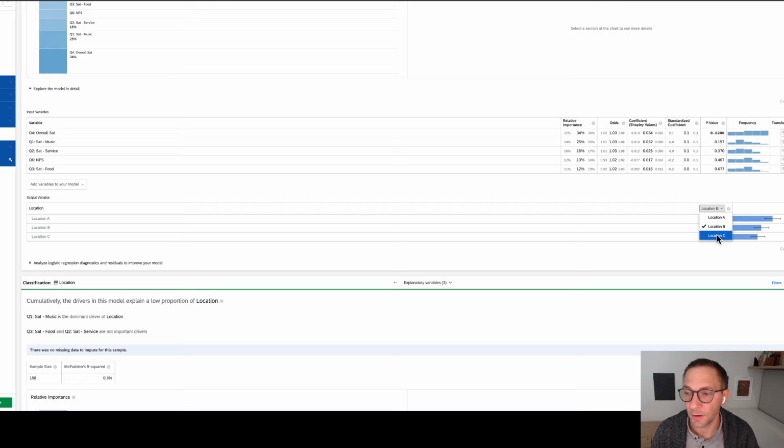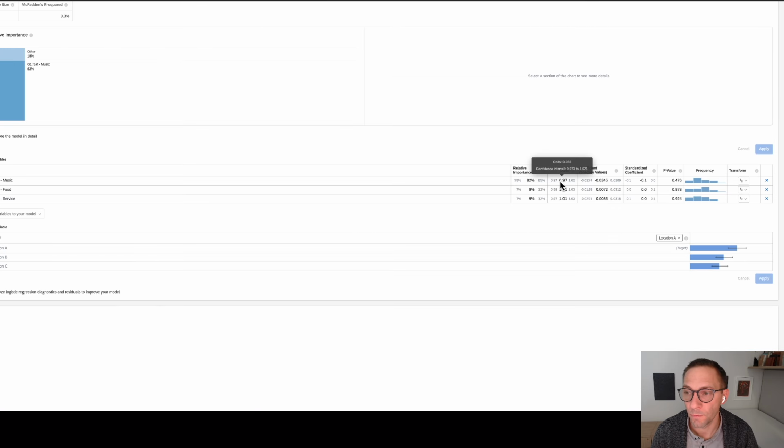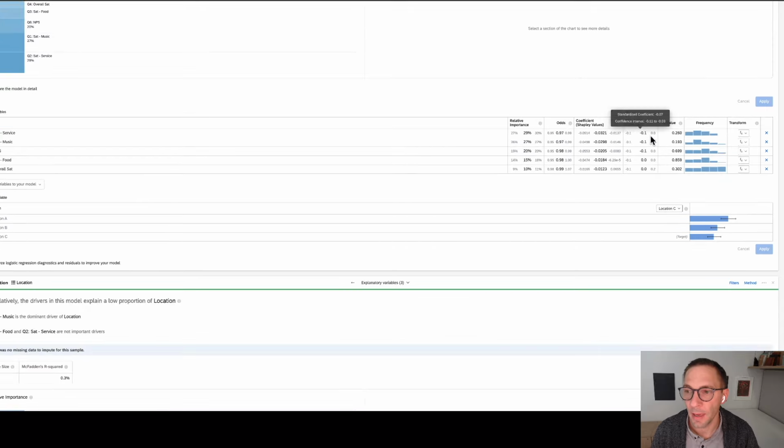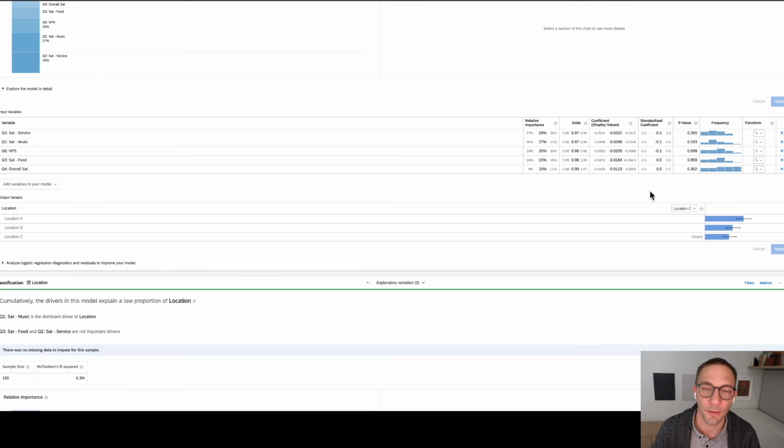I'm going to try location C just for fun. And it looks like it did not significantly predict location C. So we're having a harder time predicting whether it's location C. It seems like what's going on is we can see the difference between A and B, but not necessarily C. So we're having a harder time predicting C.